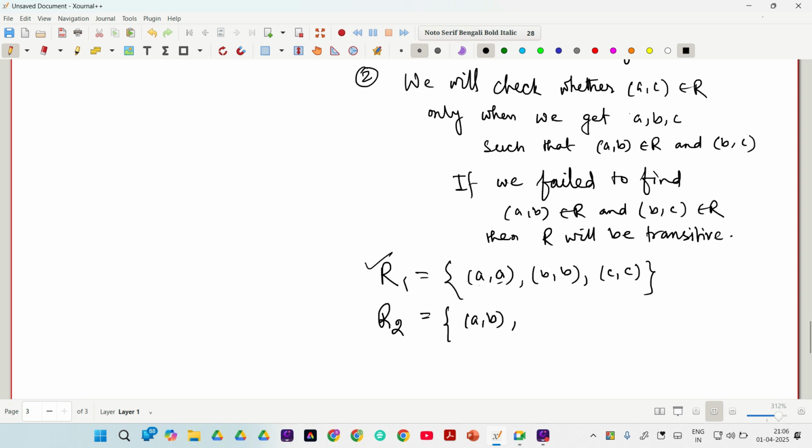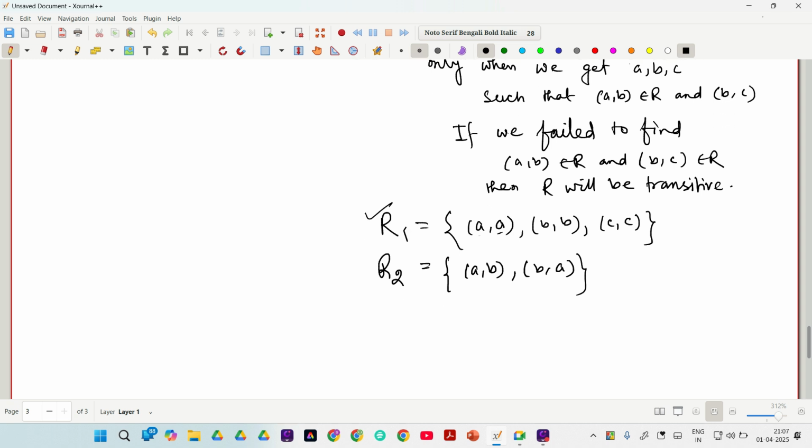Okay, now I am taking another example. Suppose this is A comma B and B comma A. Okay, this was a symmetric relation, right? And this is R3. This is A comma B, B comma C, A comma C, A comma B, B comma A. Okay, now tell whether R2 is transitive or not.